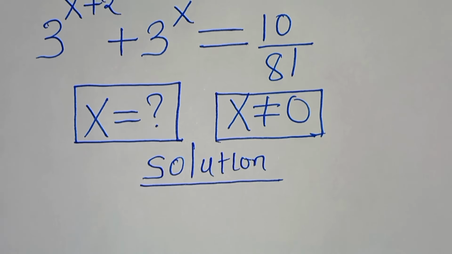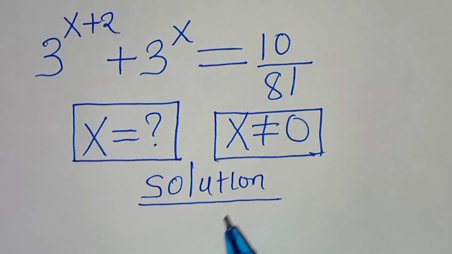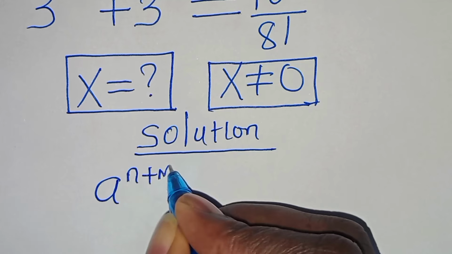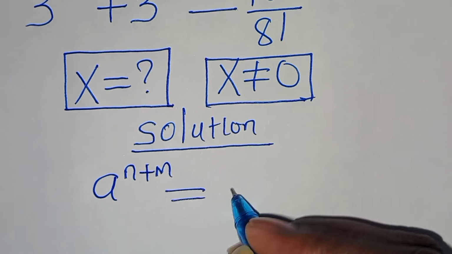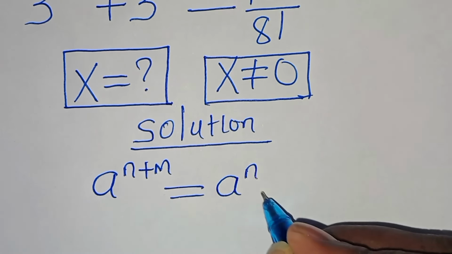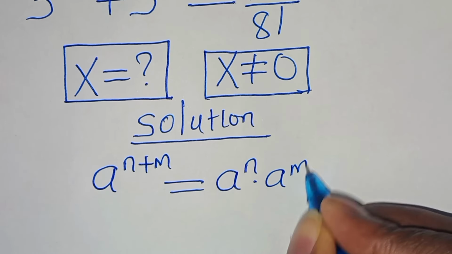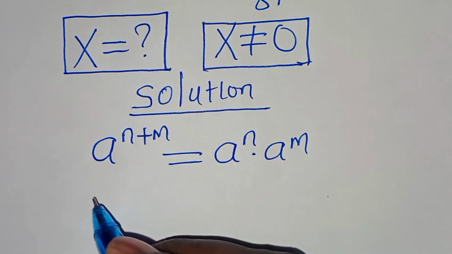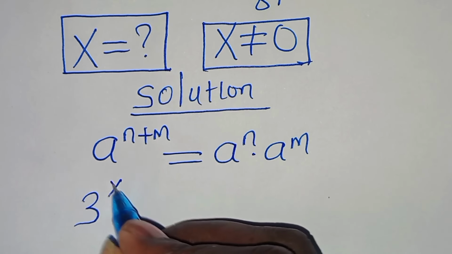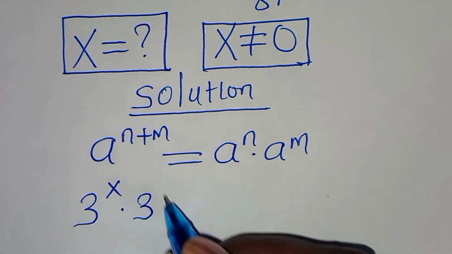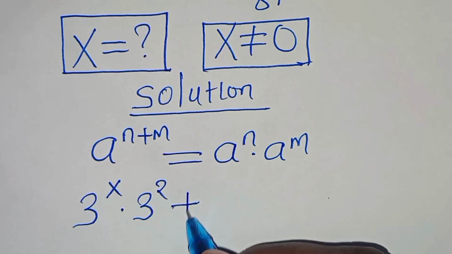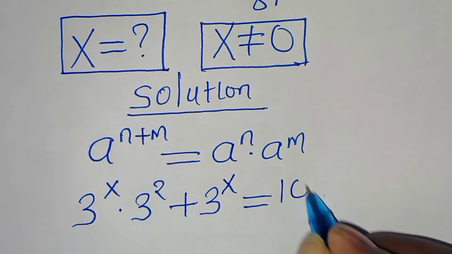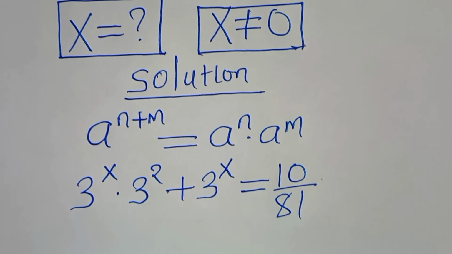Now, this exponential equation is in the form of a to the power of n plus m, which we can express as a to the power of n multiplied by a to the power of m. Applying this exponent property, then we have 3 to the power of x multiplied by 3 to the power of 2, then plus 3 to the power of x. This is equal to 10 over 81.